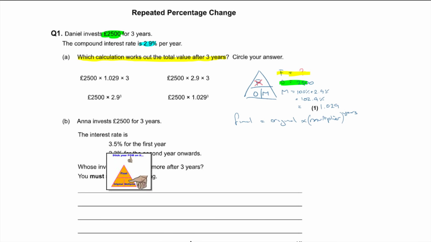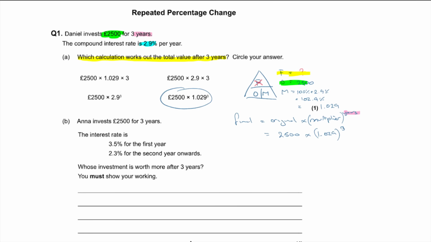Okay. So then subbing in what we know, final is the thing we want to find. Original was 2,500. The multiplier is 1.029. And the number of years is 3 years, isn't it? Okay, so we're going to raise that to the power of 3. Okay, so which one of those looks like that? It is that one there.